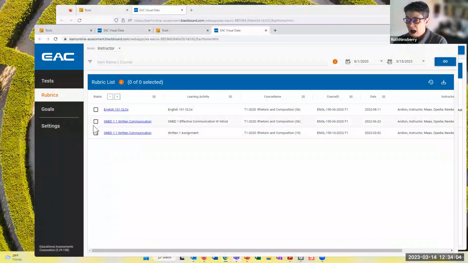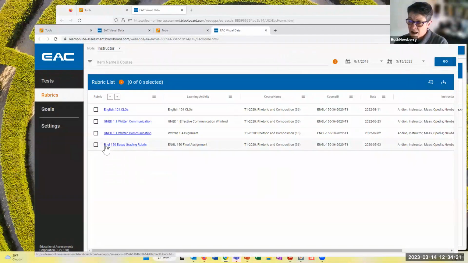In this case, I may want to look at my English rubric. I may want to look at this writing rubric. I may even want to, let me go back one more. I want to find my essay grading rubric. So if you don't see a rubric that you know you've scored, your date ranges may not be as comprehensive as they should be. So be sure that you don't panic. They're there. Just be sure that you have your date ranges.